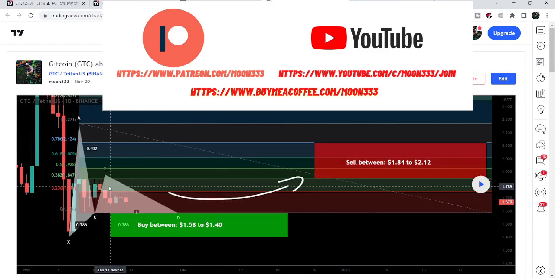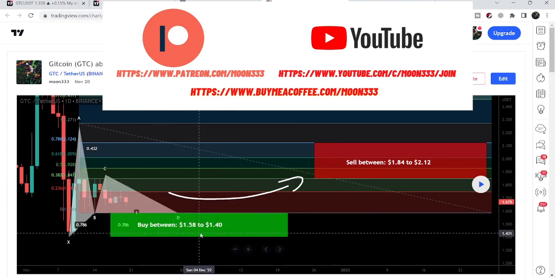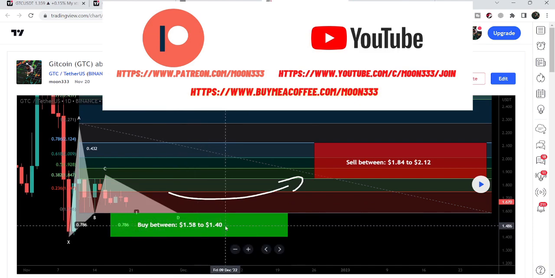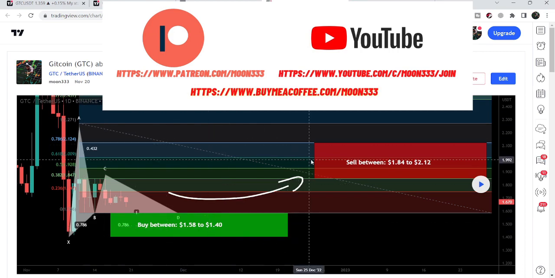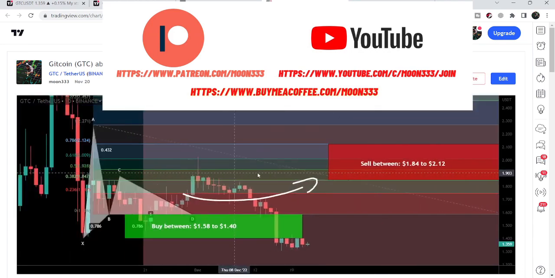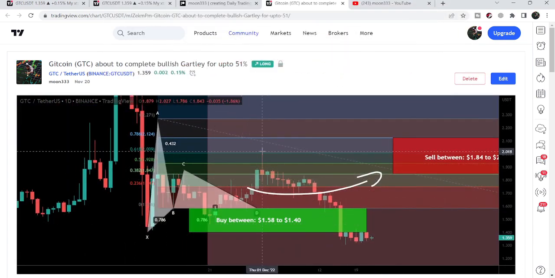And I told my members that we can wait for some further drop in order to complete this final leg of the Gartley setup. And then we can buy it within this price range from $1.58 and it goes to $1.40. And the sell targets, which I have defined as per the Fibonacci sequence of this Gartley pattern for my members, was from $1.84 and goes to $2.12. And after playing this chart, we can see that the price line dropped more down and completed this leg and rallied up to $2.02. That was, by the way, more than 36% pump within few days.